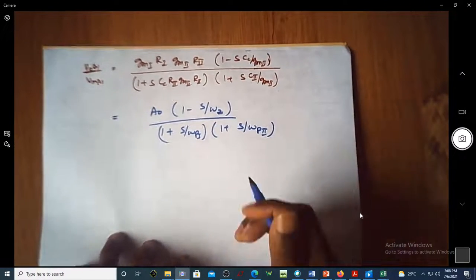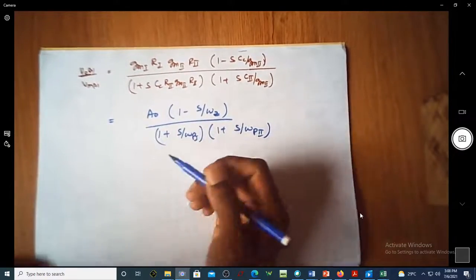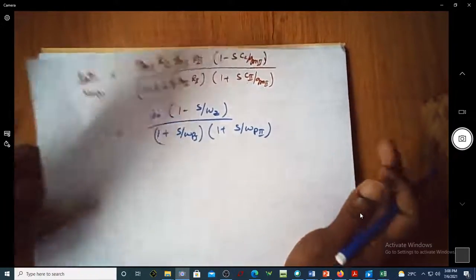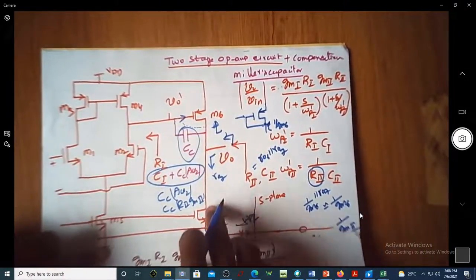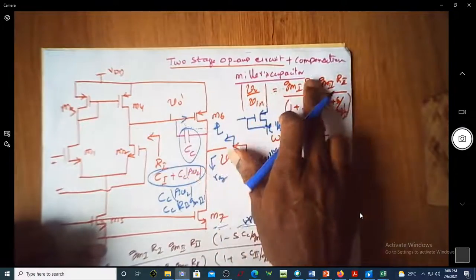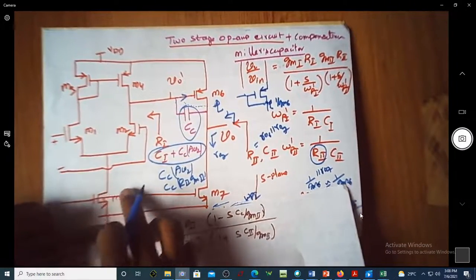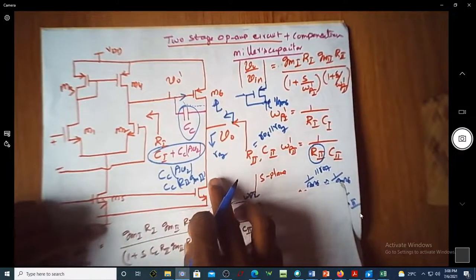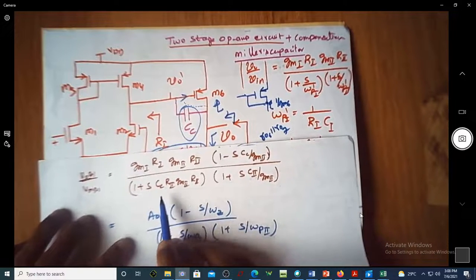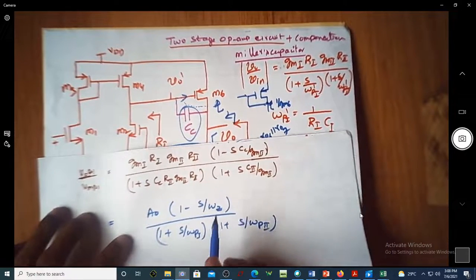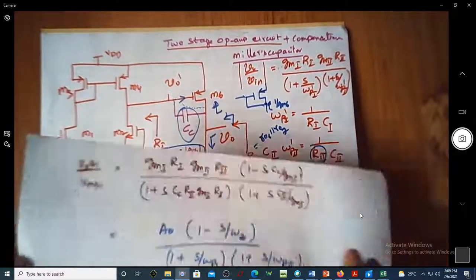Okay, let us continue with the design of a two-stage op-amp circuit. As we saw in the previous video, for this circuit, a two-stage operational amplifier with a Miller compensation capacitor, having 7 MOSFETs, we obtained the transfer function having 2 poles and a 0. The poles are on the left hand side and there is a 0 on the right hand side.